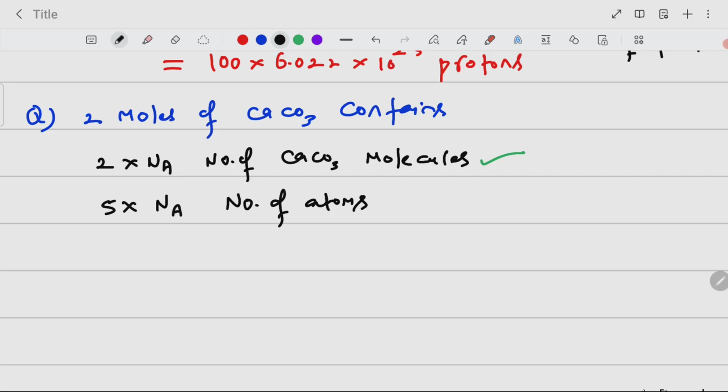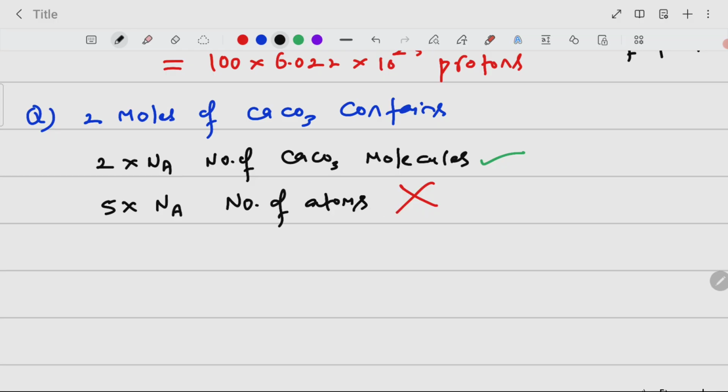So 1 mole contains 5 moles of atoms, but here 2 moles contain 10 moles of atoms, but what do they mention? 5 into Na number of atoms. Incorrect. So which is correct here? It is the correct answer for 1 mole of CaCO3, but not for 2 moles of CaCO3.